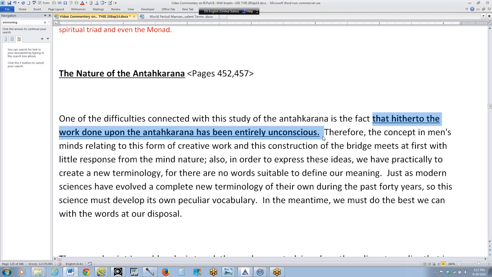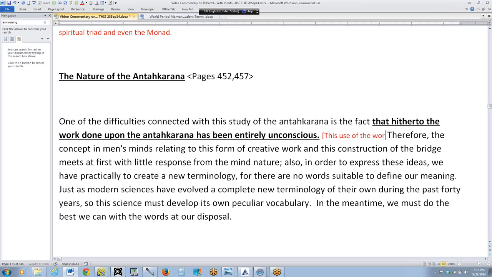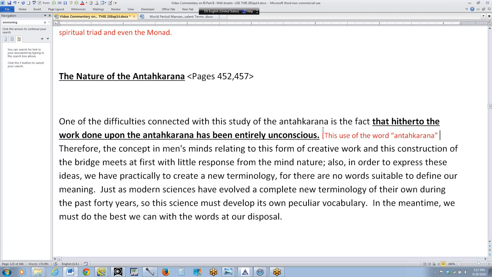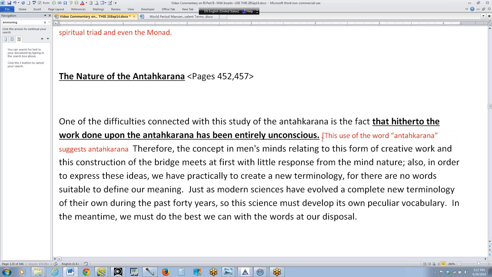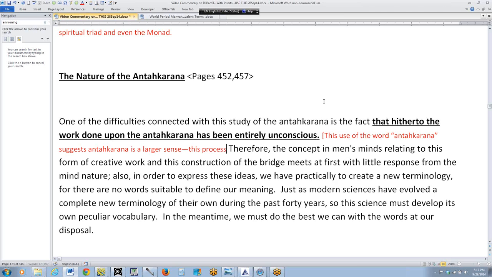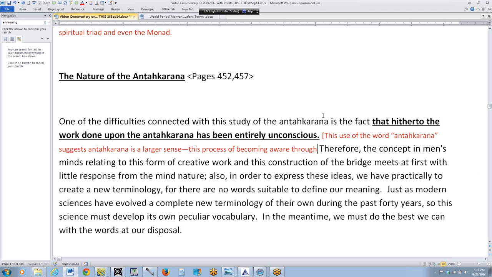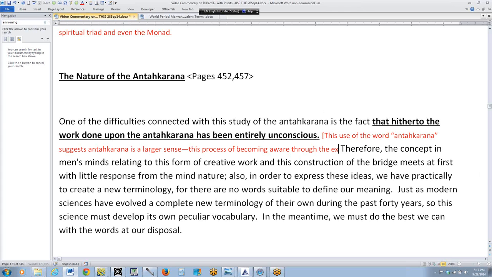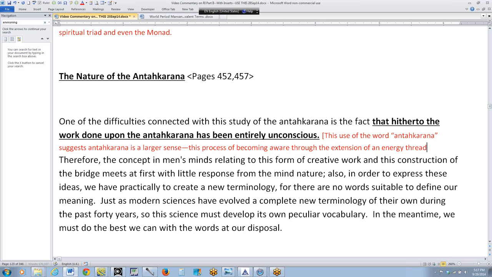Okay, so this use of the word Antahkarana suggests Antahkarana in a larger sense. In other words, this sensitive process of becoming aware through the extension of an energy thread.